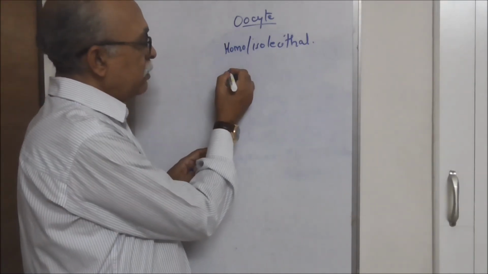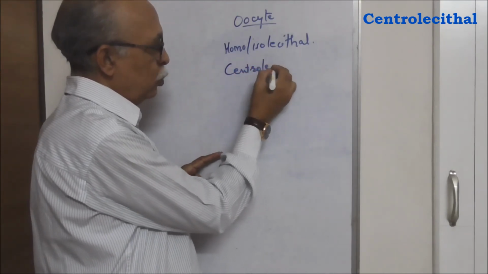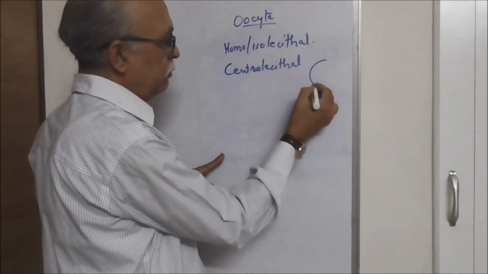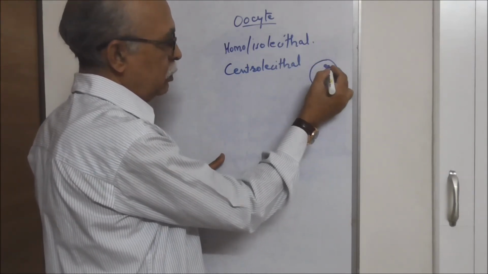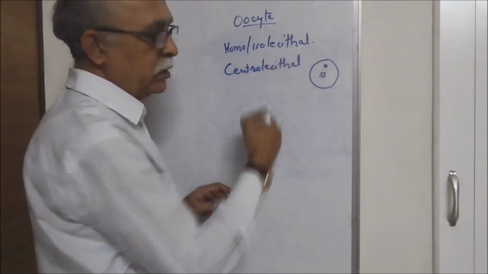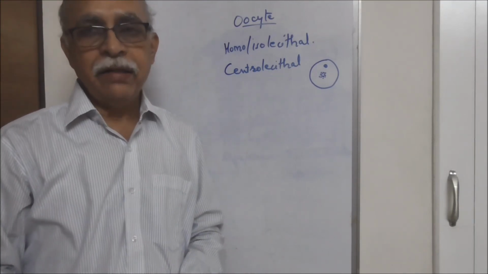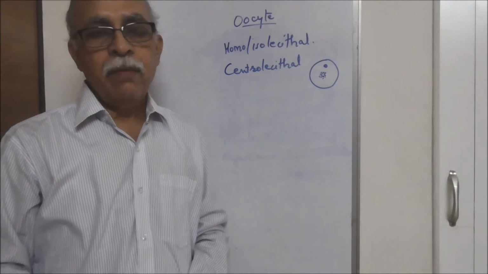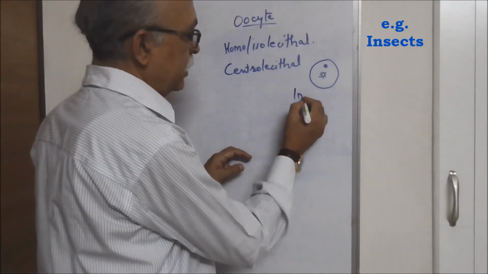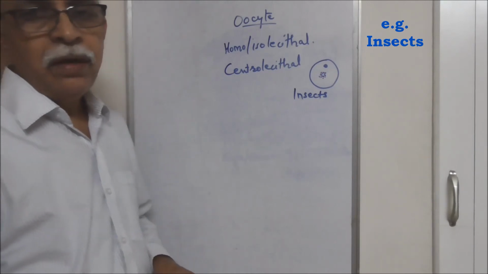If the yolk is contained right in the center, it is centrolecithal. See, if this is the egg cell and this is the nucleus, this is where the yolk could be localized. Rest all is cytoplasm. So if the yolk is contained right in the center of the egg cell, then we call it a centrolecithal egg cell. Example could be insects.